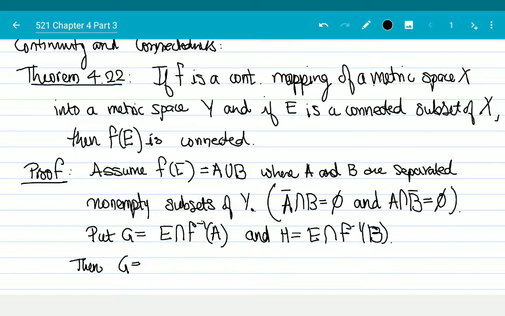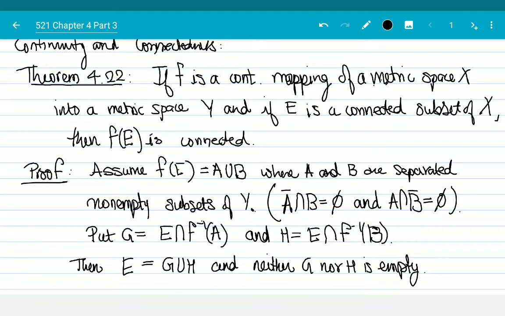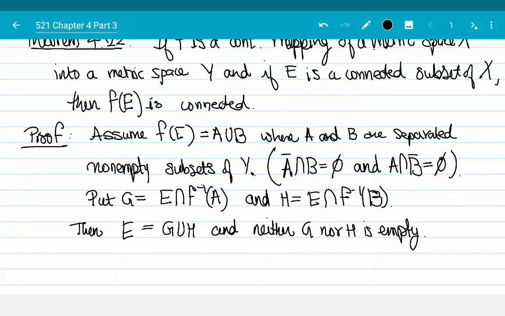Then E is equal to G union H, and neither G nor H is empty. Right? Because A and B are not empty, they have some non-empty intersection with f of E, so their pre-images are not empty.